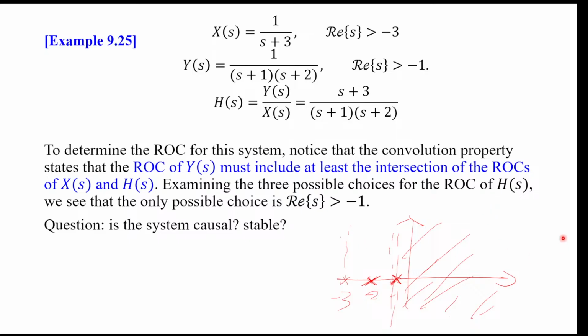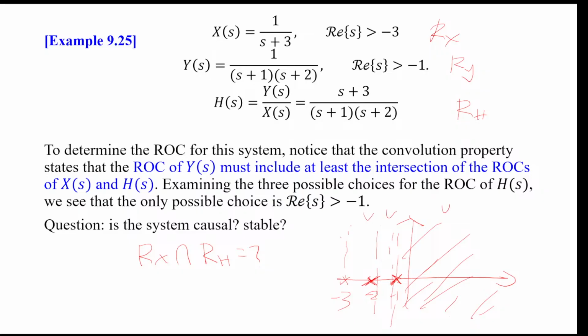So there are 3 cases here. Let me try to draw more, kind of 3 lines. Say this is Rx, and this is Ry, and we have Rh. Our question is what is the intersection between Rx and Rh. There are three possibilities for Rh: it's either here, here, or here.